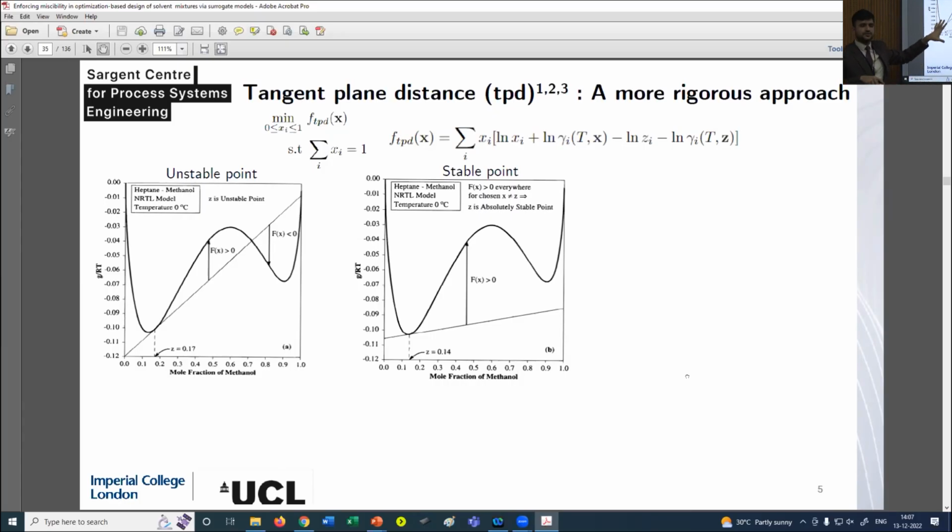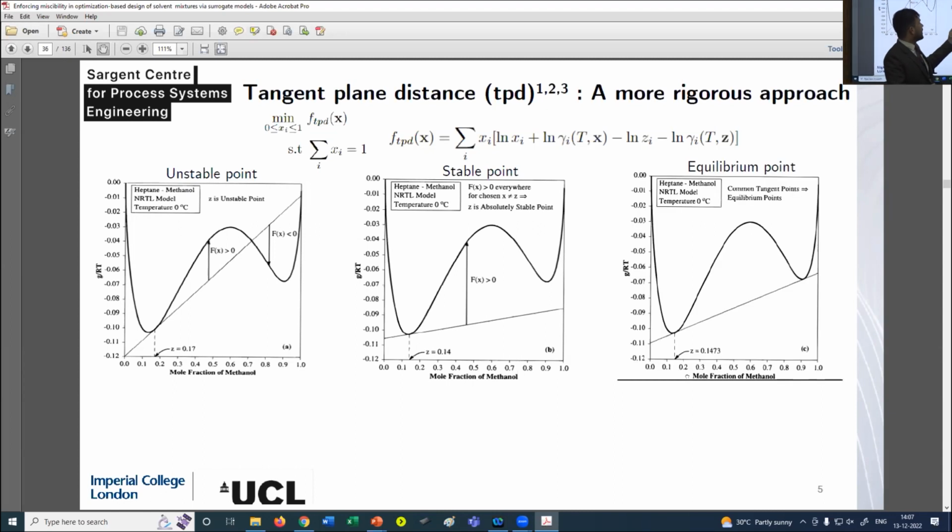On the other hand, if when we draw a tangent the distance is positive everywhere, of course, except at the point that we are checking for phase stability because that is trivial, then it is absolutely stable. Another possibility is that we might have an equilibrium condition where the tangent has two common points. So that gives us the equilibrium compositions. So this is all good.